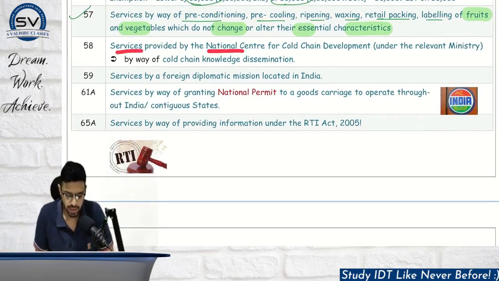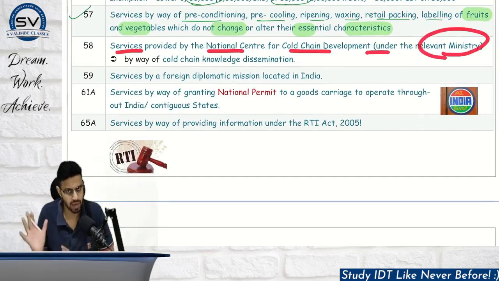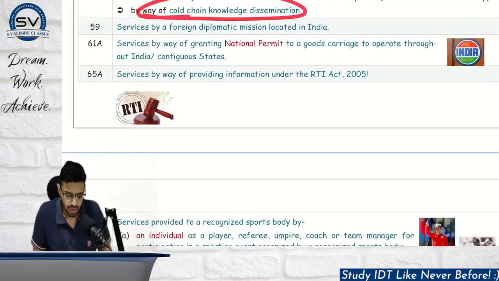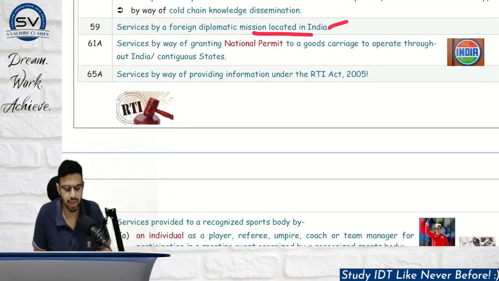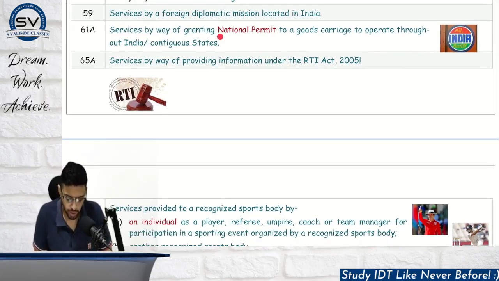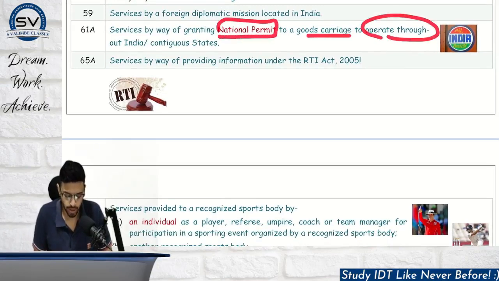Services by National Center for Cold Chain Development under the relevant ministry of the government by way of cold chain knowledge dissemination. The knowledge of cold chain will help people preserve their produce for a longer time, and it will help reduce the wastage. So this knowledge dissemination is exempt from GST. Services by a foreign diplomatic mission in India, so consulates and embassies exempt. Services by way of national permit to goods carriage to operate throughout India.